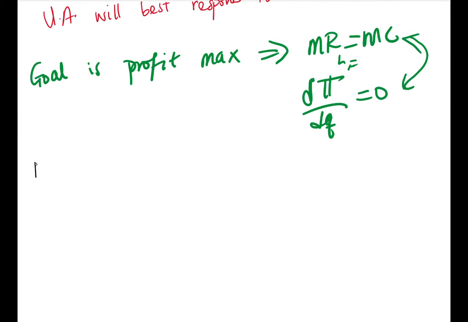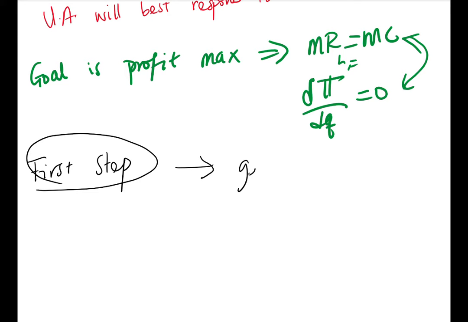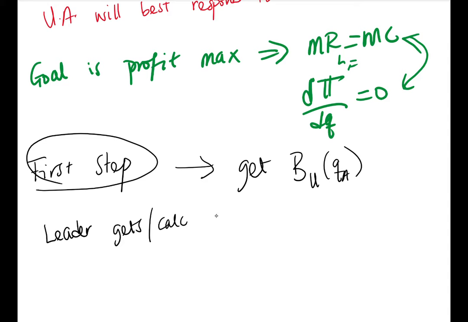First step is to get the best response function for United, which is going to be a function of American. So get the best response function for the follower. The leader calculates the best response function of the follower.